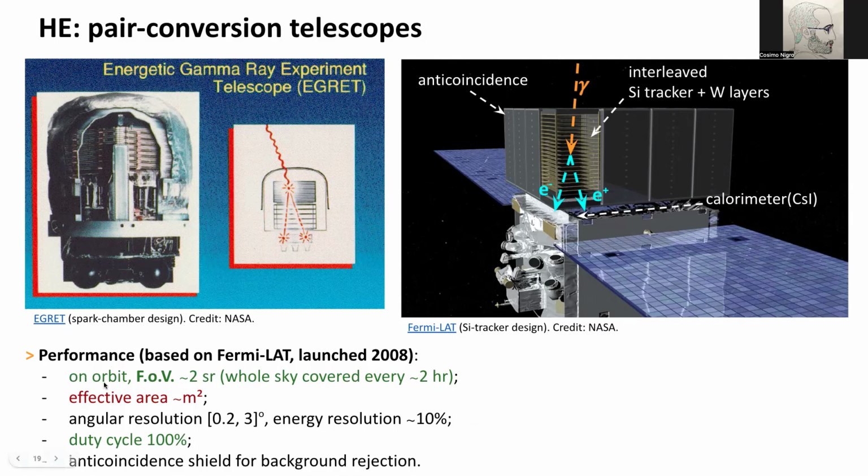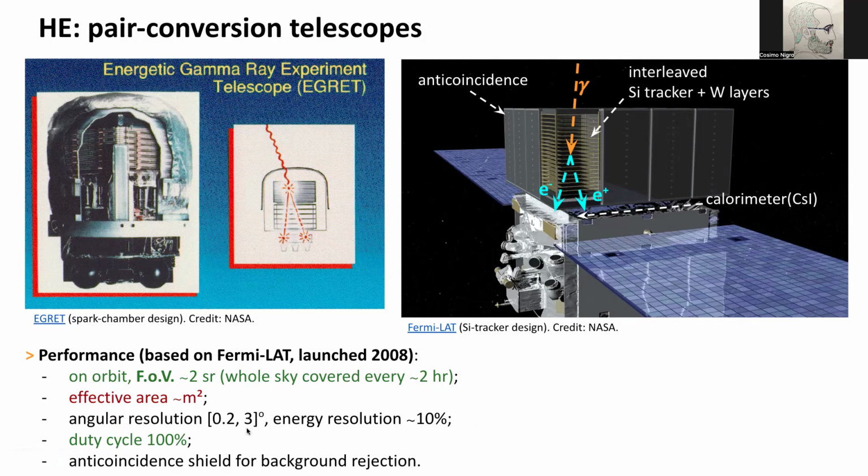These instruments are very good since they are on orbit. They have a very big field of view, meaning the patch of sky that they can observe. And since they orbit, they can cover the entire sky in pretty much 2 hours. These are the numbers for Fermi-LAT.